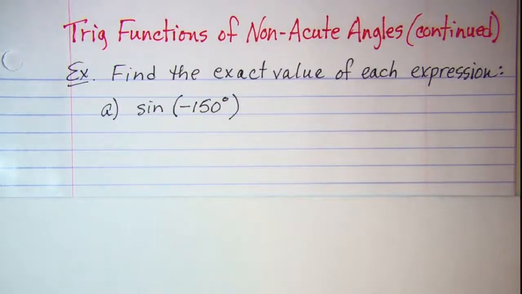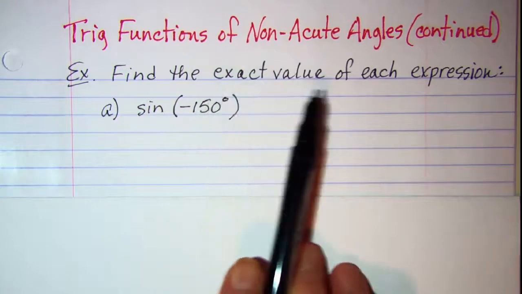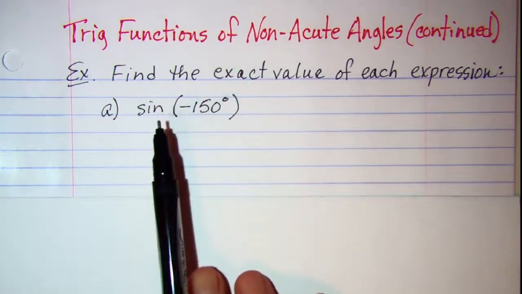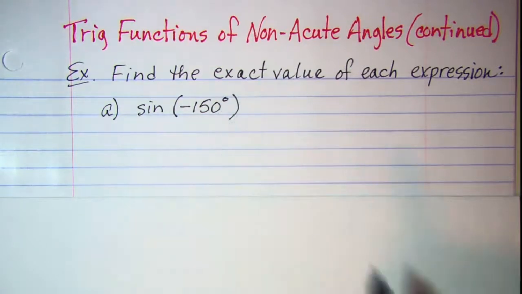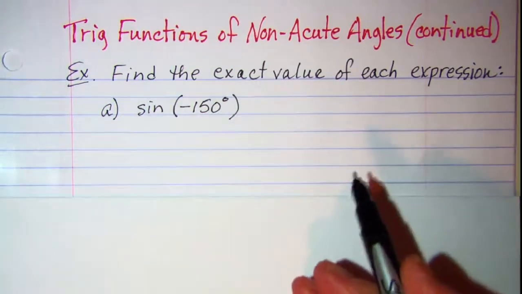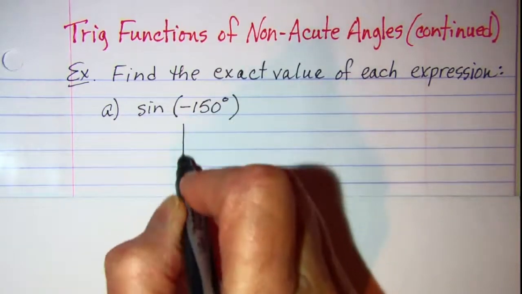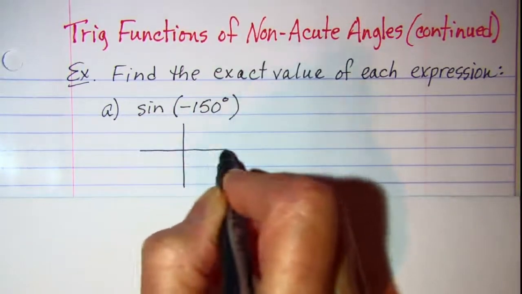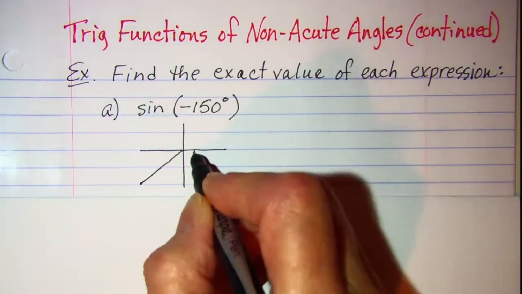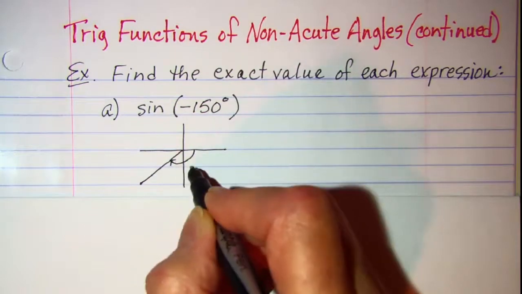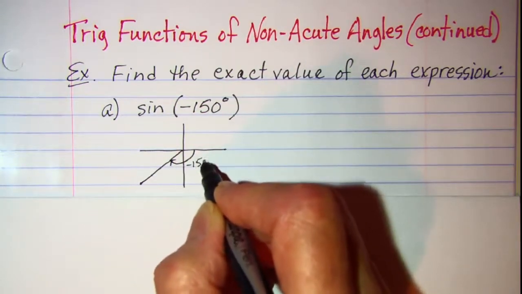In this video, we'll be looking at some more examples of trig functions of non-acute angles. In this example, we're asked to find the exact value of each expression, and our first one is sine of negative 150 degrees. Now, if we sketch a graph of this angle, it's a negative angle, so it's going to move clockwise. So this is our negative 150 degrees.